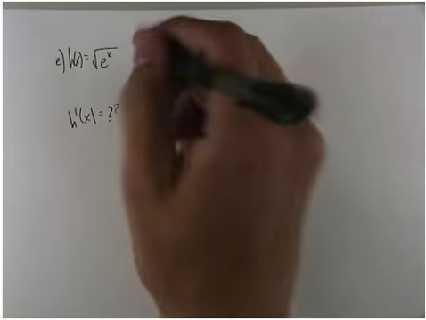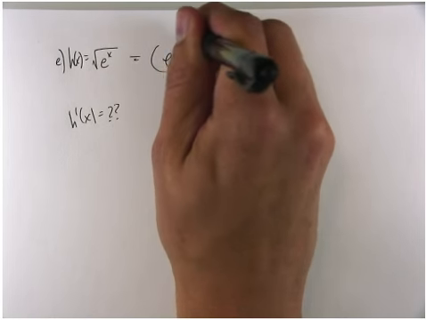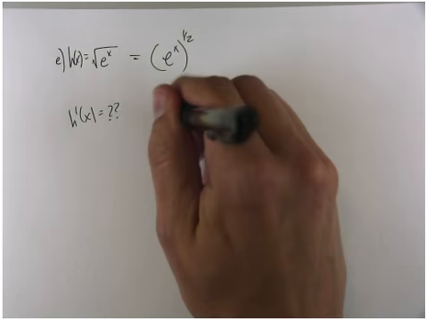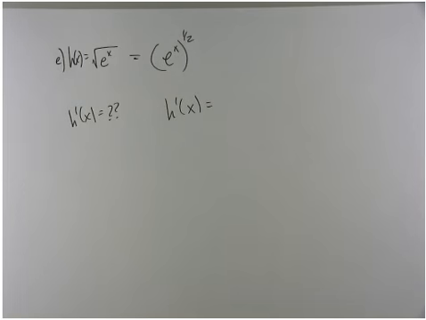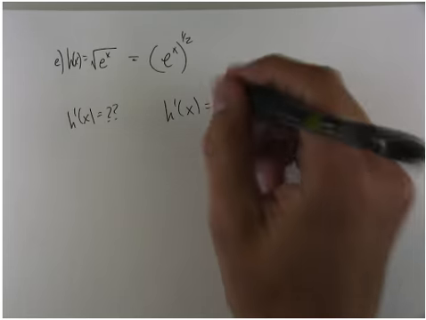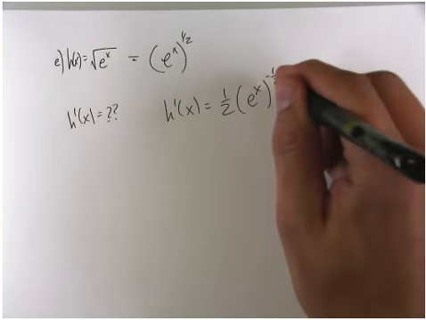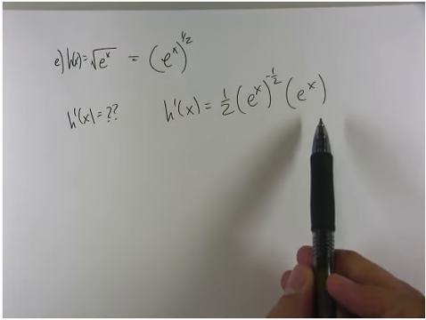Yeah, the square root I definitely want to think of as a power. This is e to the x raised to the 1/2 power. Okay. So when I take the derivative, what's that going to look like? I'm going to get something like this.